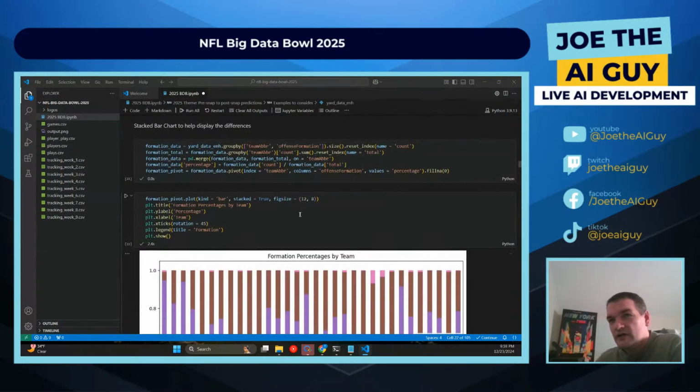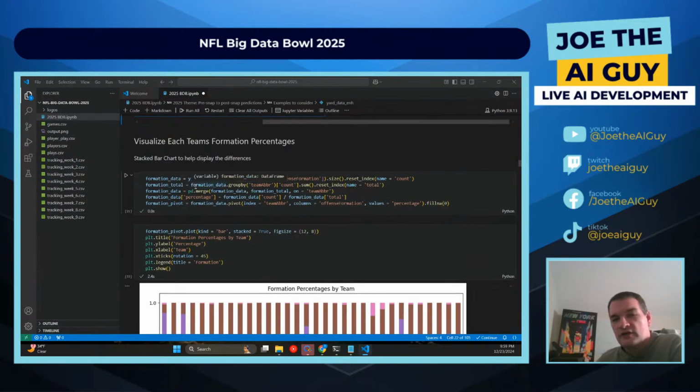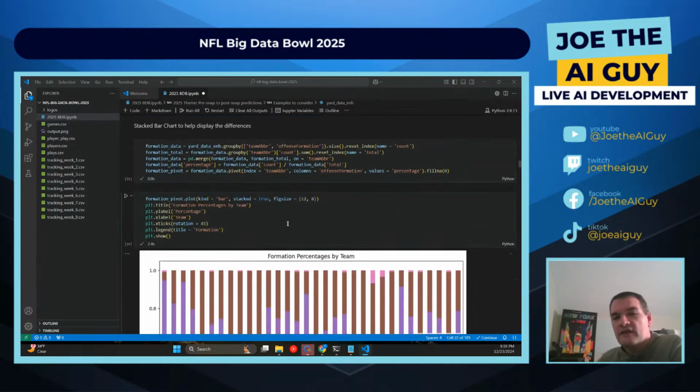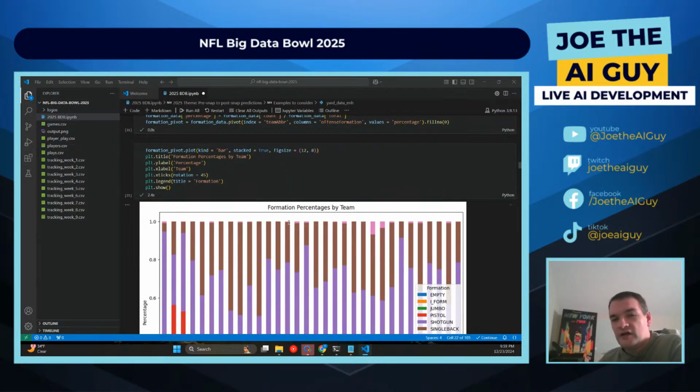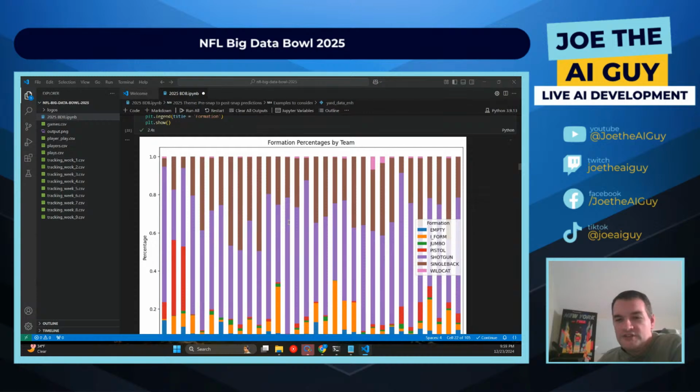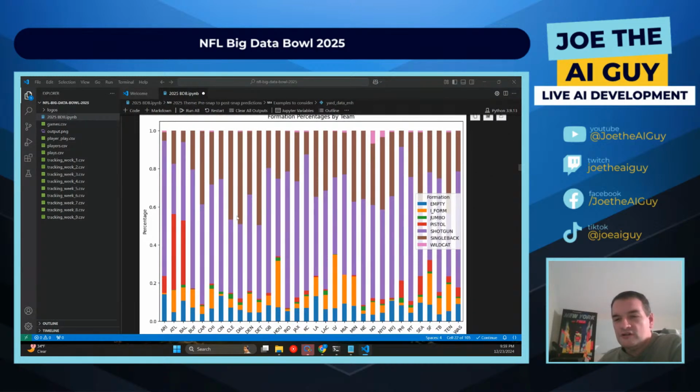In one of our later versions, we went back and we created some visualizations here. So looking at each team individually, just looking at the formations that they're running their plays from and how they actually approach their offenses. And what you'll see here is that a large portion of teams were using shotgun and then single back as their 2 primary formations, with a few exceptions.